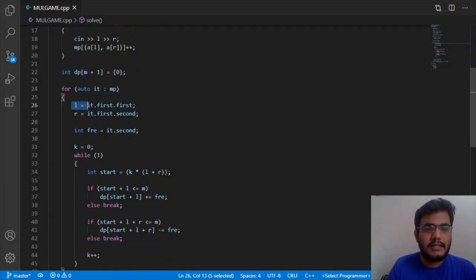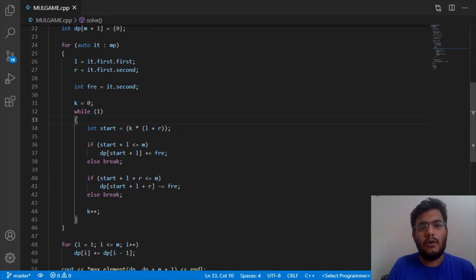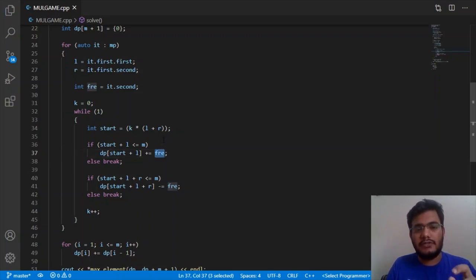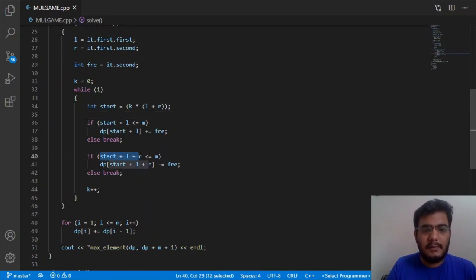Now, while iterating over all the distinct values, we have L and R as those numbers. Frequency is the count of how many times that particular AL and AR are used. Now, in order to iterate over the whole range of M, we have used marking by block. So the starting index for the kth block will be k times L plus R. In order to mark the starting of the range where we need to update by 1, it will be start plus L. And if it is in the range of M, we need to add to dp[start plus L] the amount of frequency, because this is the number of times that particular AL and AR are being used in all the Q games. Similarly, start plus L plus R represents the end of that range where we need to update. So dp of this term is subtracted by the amount of frequency. And after doing this, we need to update k in order to reach the next block.